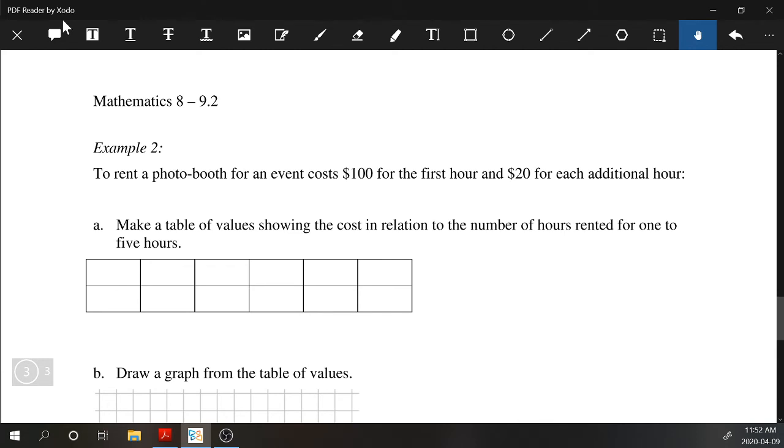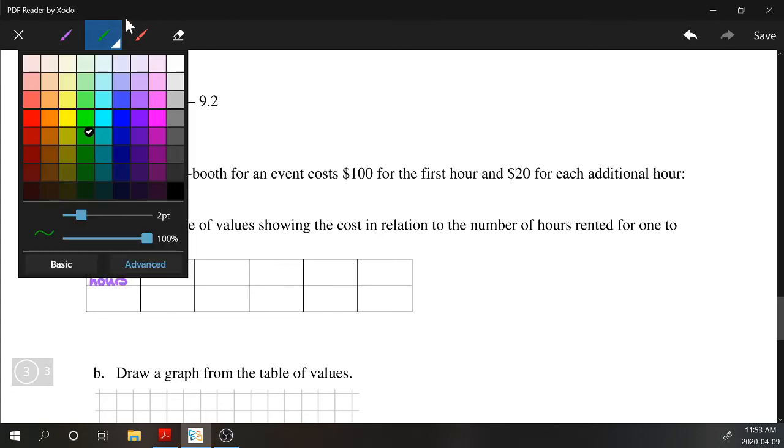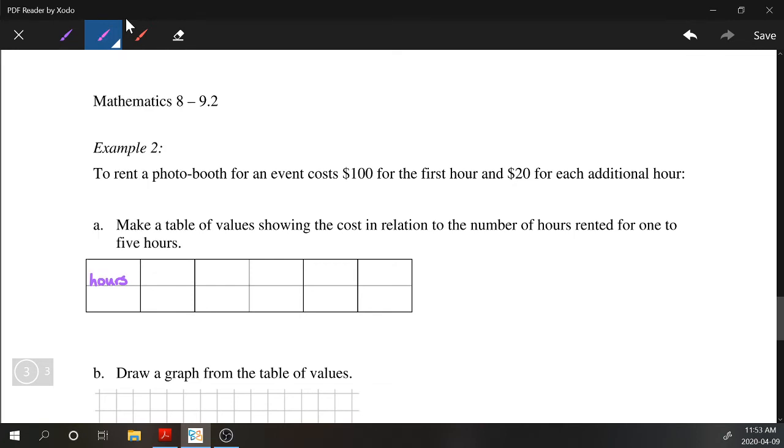Example 2. To rent a photo booth at an event costs $100 for the first hour and then $20 for each additional hour. So we're going to make a table of values, hours, and of course we have cost. So 1 hour is $100. 2 hours is $120 because each additional hour is $20 more. So we can have 1, 2, 3, 4, and 5. And every hour, the cost just increases by 20. So 140, 160, and then 180.